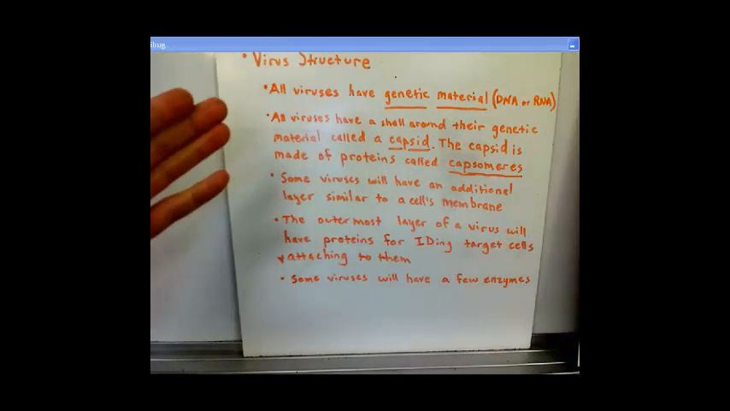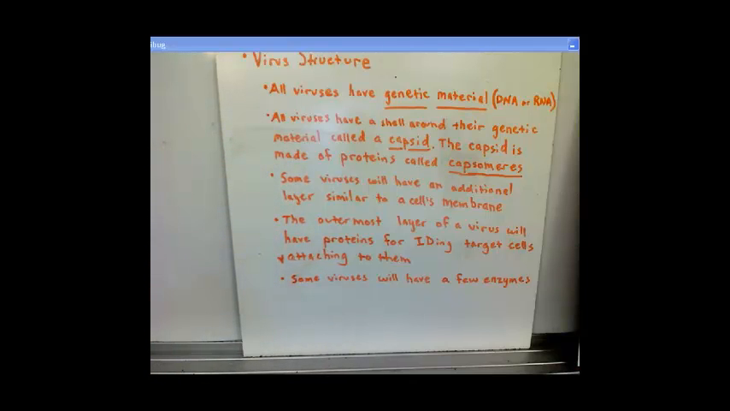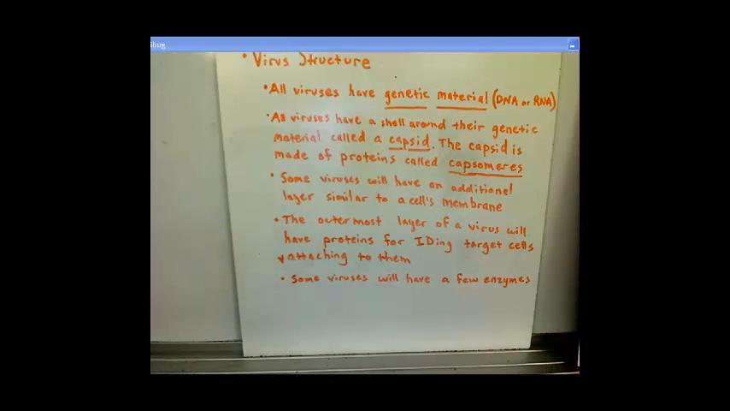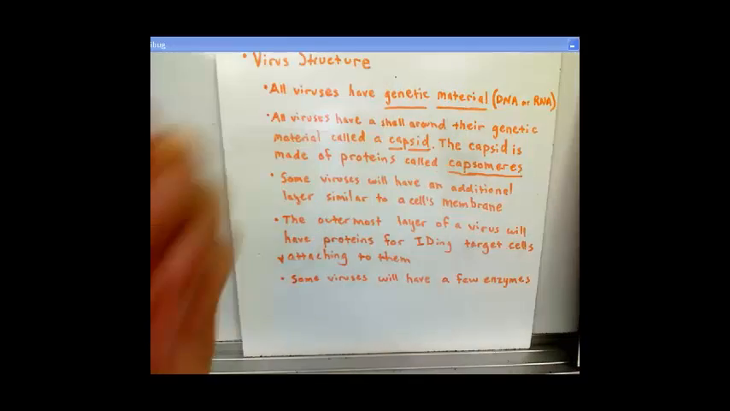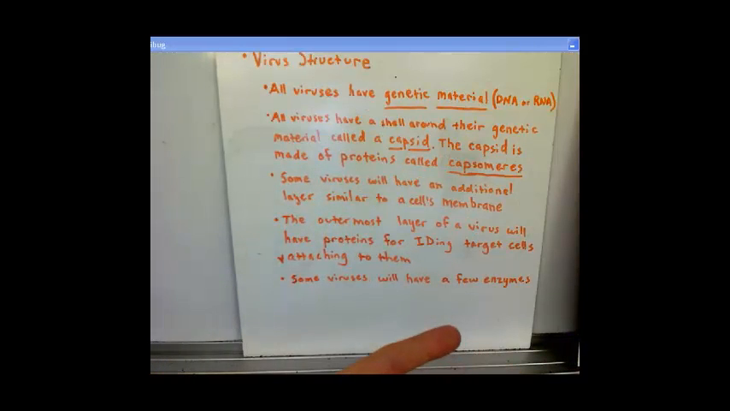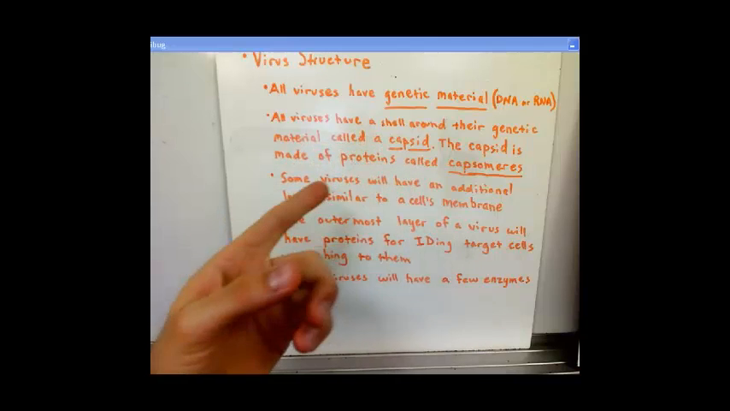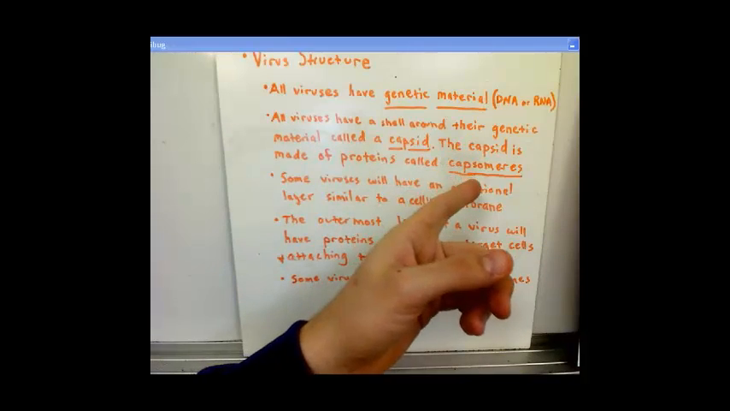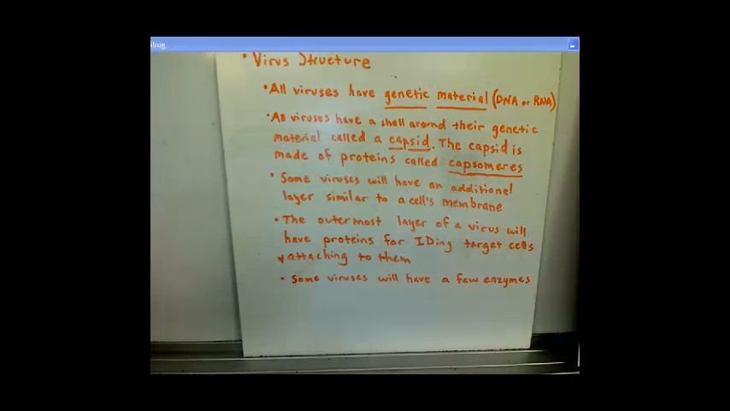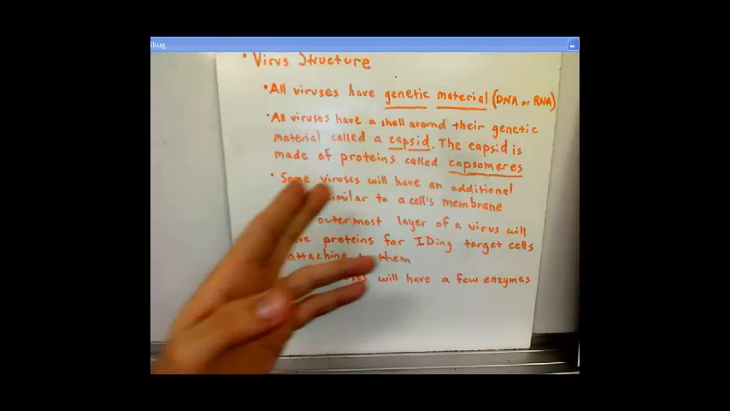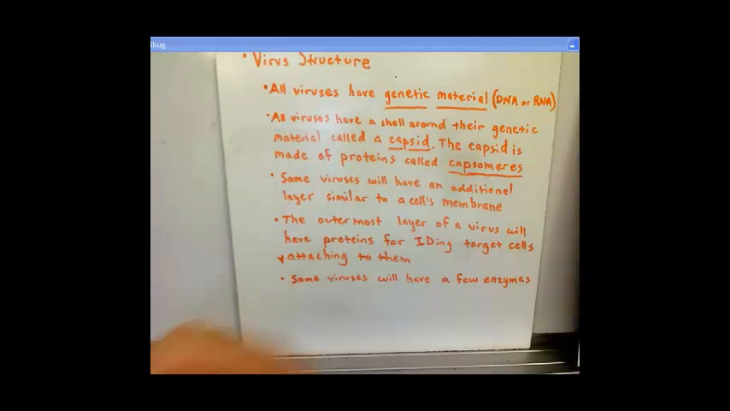Now, as far as virus structure is concerned, this is what our project, our main push, is focused on. All viruses have genetic material, so they all have either DNA or RNA. And that DNA or RNA could be double-stranded or it could be single-stranded. All viruses have a shell around their genetic material called a capsid, and that capsid is made of proteins called capsomeres. Okay, and it's almost like beading, like the capsomeres kind of form a protective shield around that genetic material. Some viruses will have an additional layer similar to a cell's membrane, and they get that from the actual host cells that they infect.